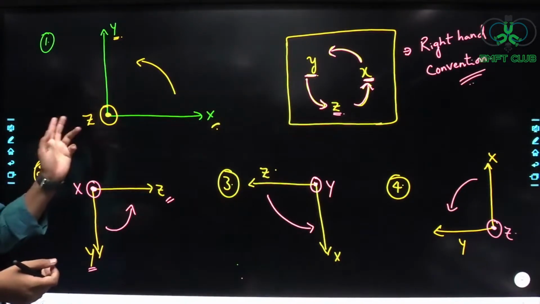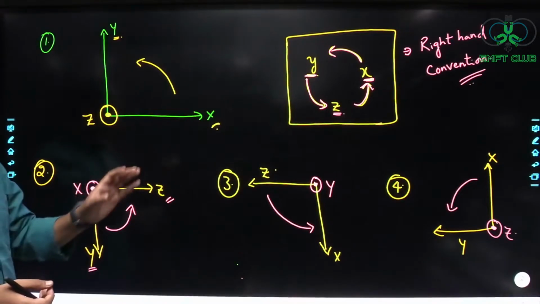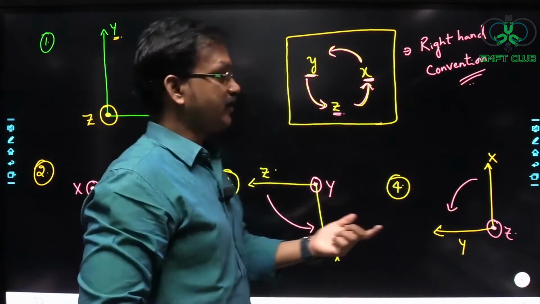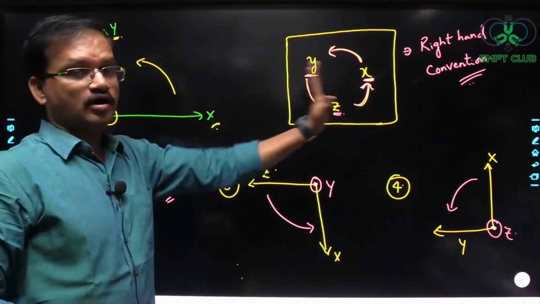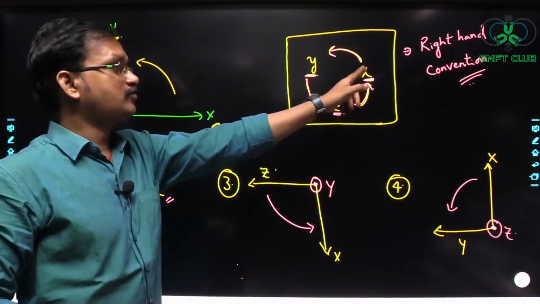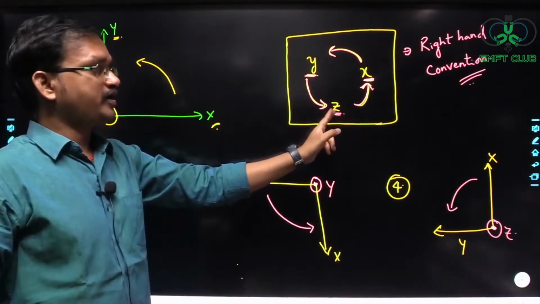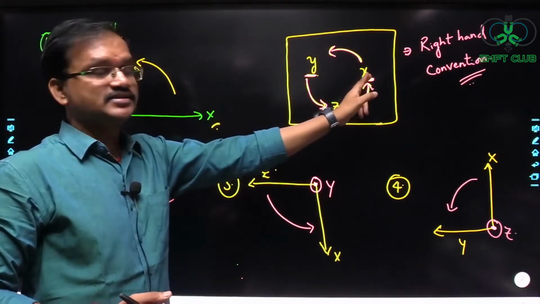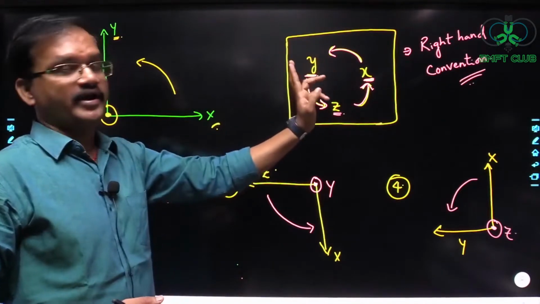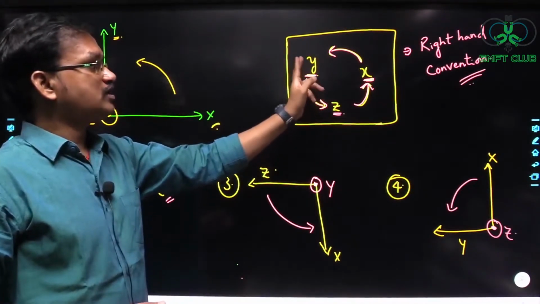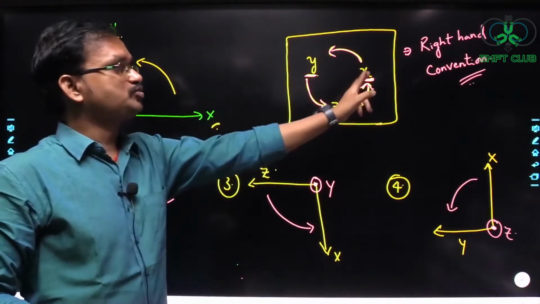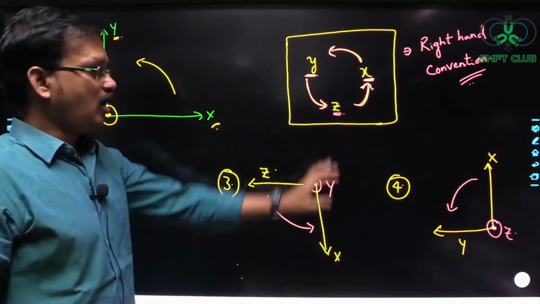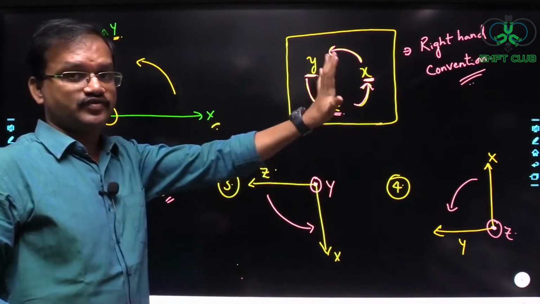Once you follow this rule, if you curl your right hand four fingers according to this convention, that is, from x to y, then the thumb has to point in the positive z direction. If you curl your four fingers from z to x, then your thumb has to point in the positive y direction. Understood? If you curl your four fingers from y to z, then your thumb has to point in the positive x direction. So this will be satisfied. Always this right hand convention has to be satisfied, right?